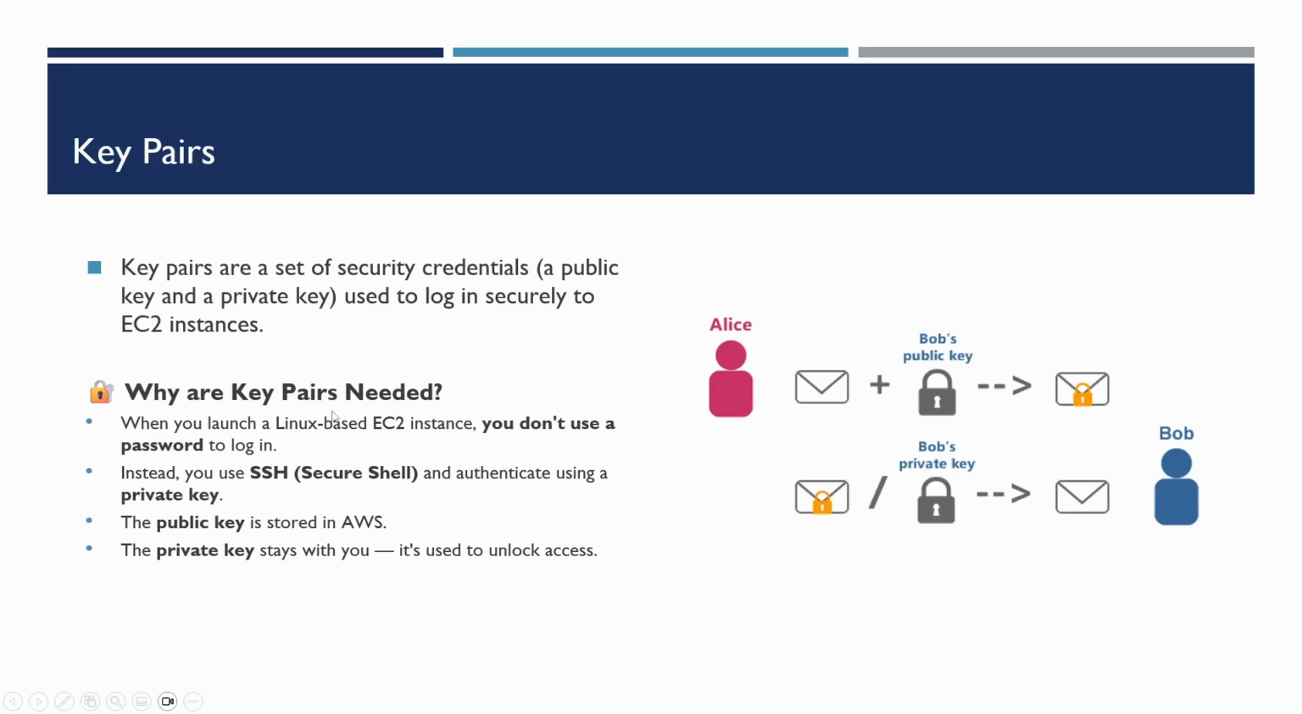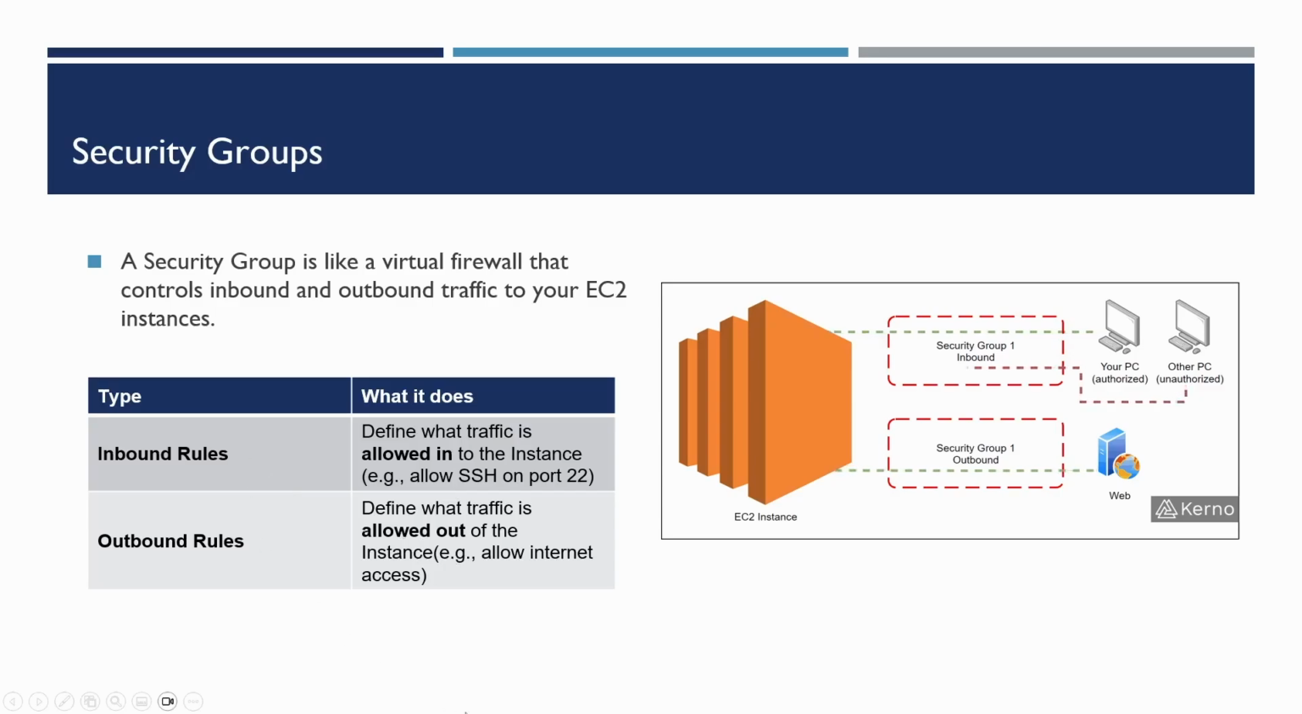Once you understand this, let's understand another very important concept, security groups. A security group is like a virtual firewall. For example, let's suppose this is your EC2 instance.